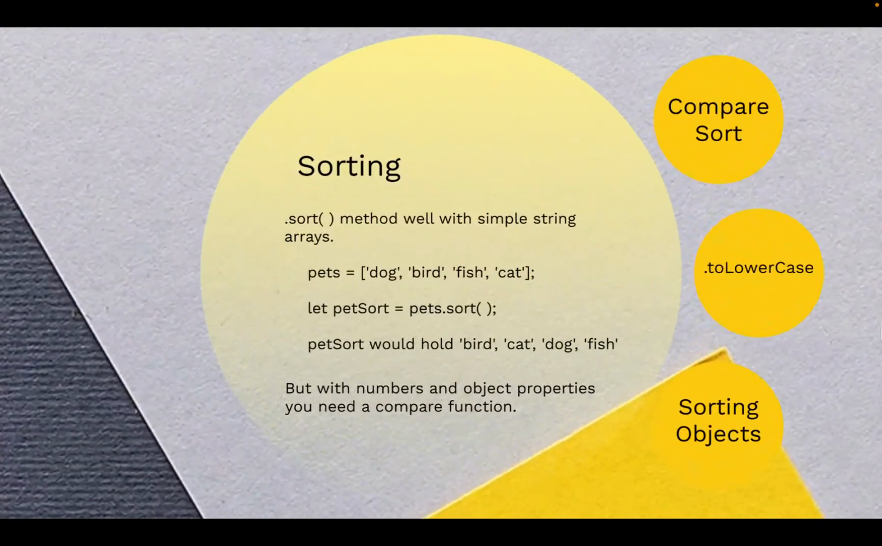Sorting is the process of rearranging elements in a particular order, usually ascending or descending. We will use the sort method to sort array values. If we have a simple string array, the sort method alphabetizes our values. But with numbers and object properties, we're going to need to use something called a compare function.